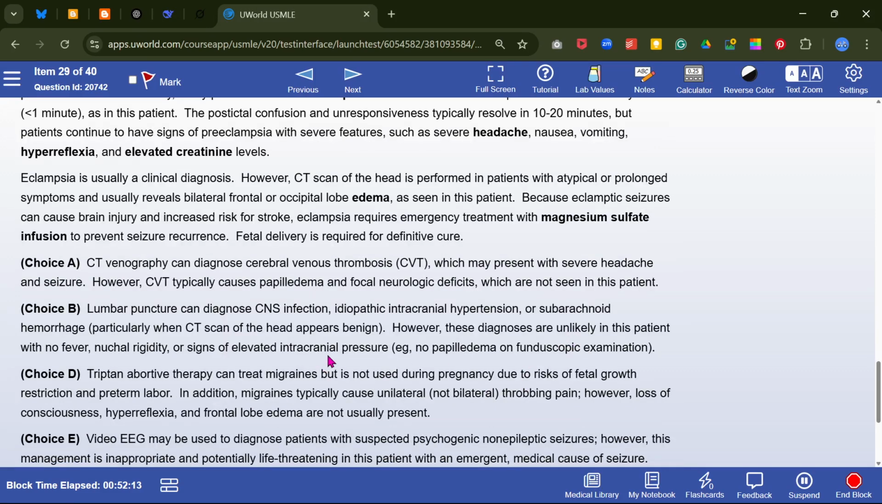Okay, CT venography is for CVST, which may present with severe headache and seizure. However, CVT, cerebral venous thrombosis, typically causes papilledema and focal neurological deficits, which are not present here. Okay.